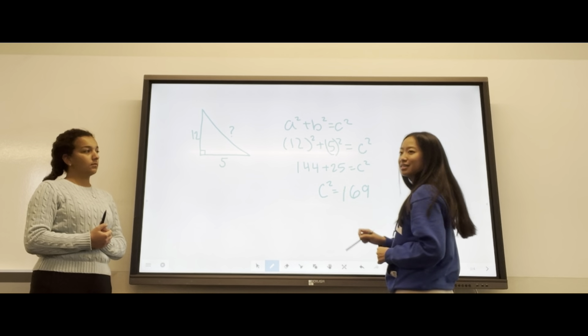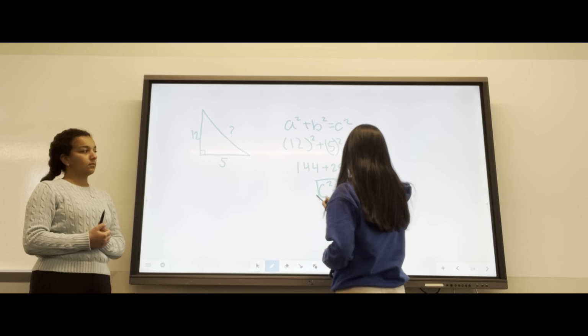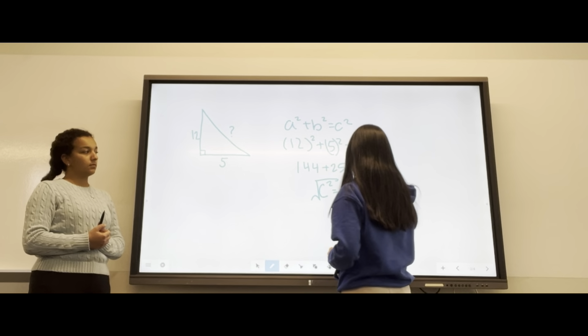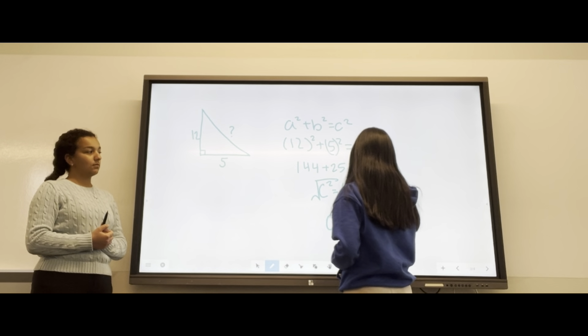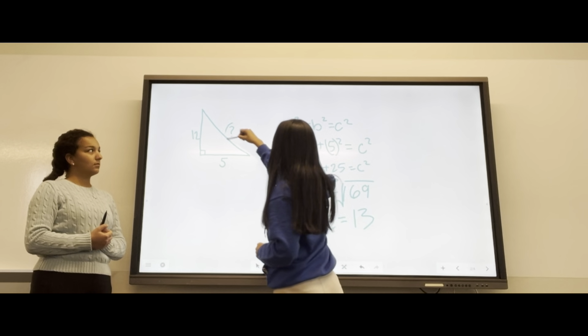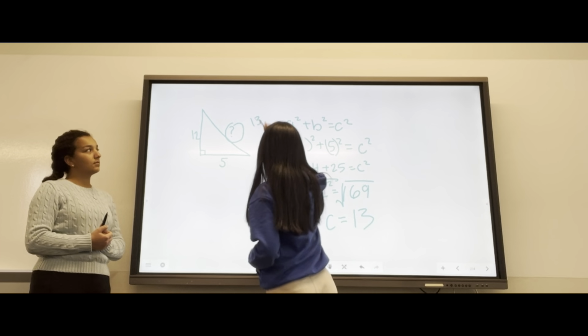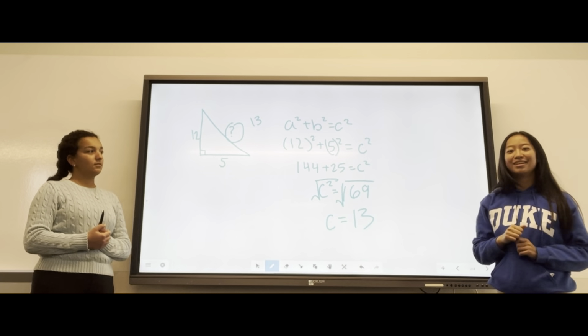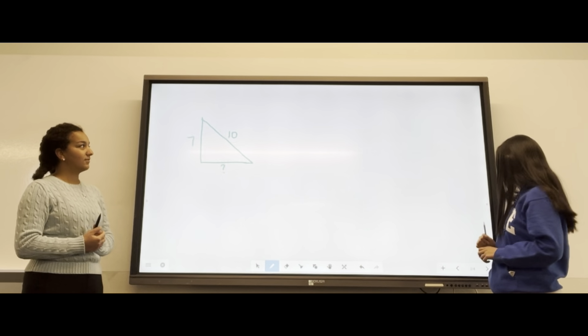And don't forget, we have to take the square root of both sides. So C is equal to 13. So this length is 13. Now, let's solve another problem.